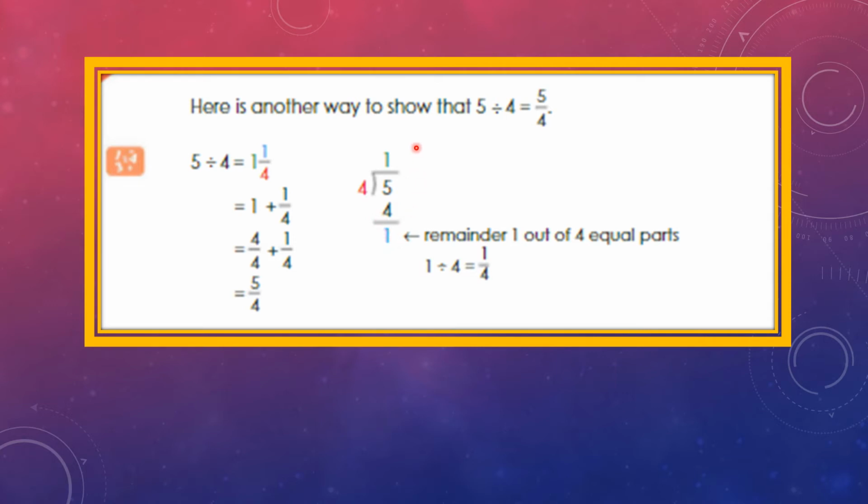When we write this as a mixed number or mixed fraction, the quotient will be our whole number, our divisor will become our denominator, and our remainder will become our numerator. So the answer here, class, is 1 and 1/4.